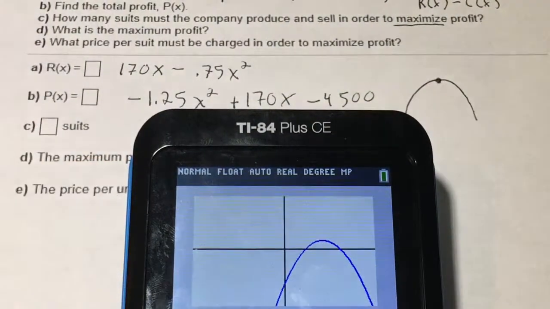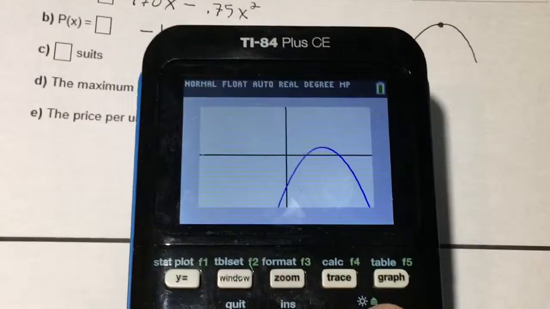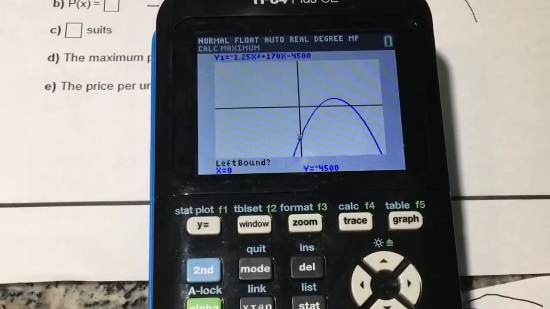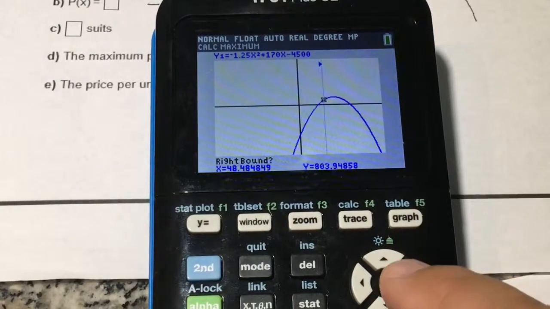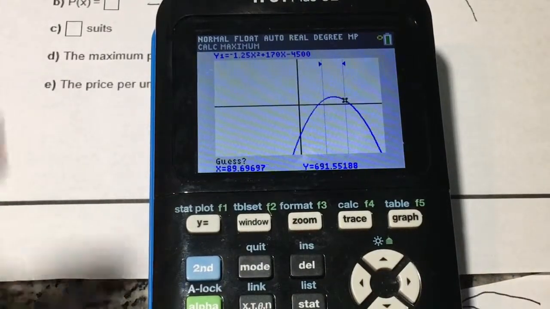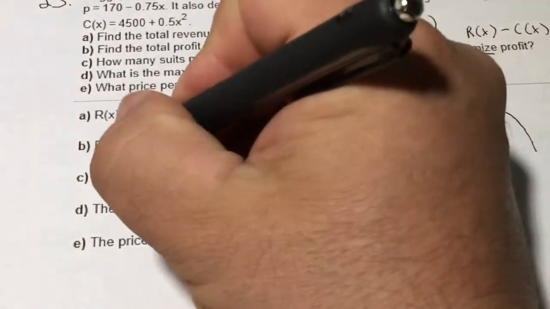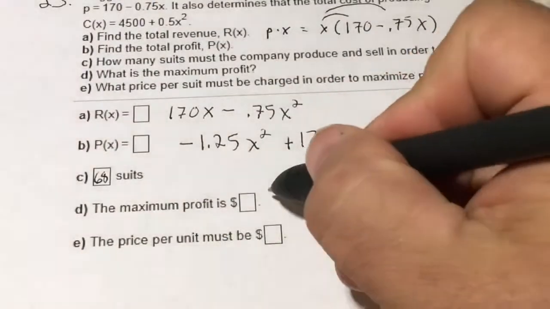And I left the old screen up, so it found the maximum. So I'm going to hit second calc to find the maximum. I'm going to left bound it. I'm going to right bound it. And I have to sell 68 units to make a profit of $1,280. So I have to sell 68 suits to make a profit of $1,280.